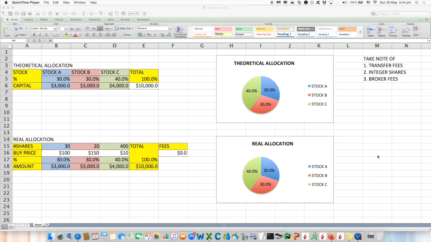So today I want to start discussing that. This will be split in two parts. The first part is about the difference between the theoretical allocation, what they show you, and the real one, what will happen for real.